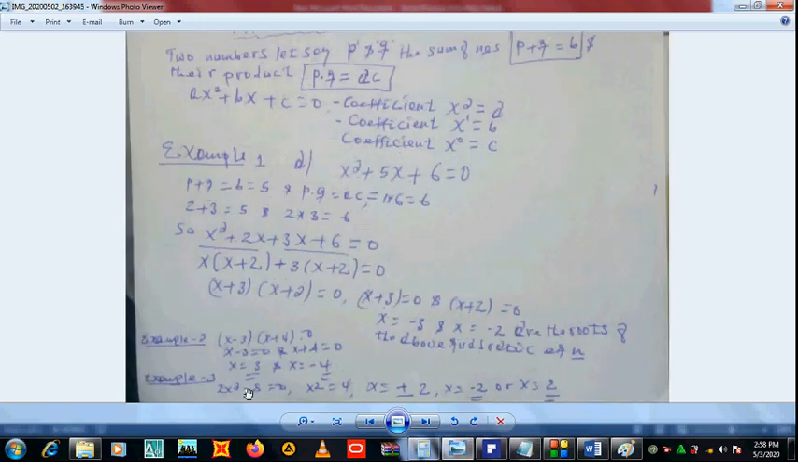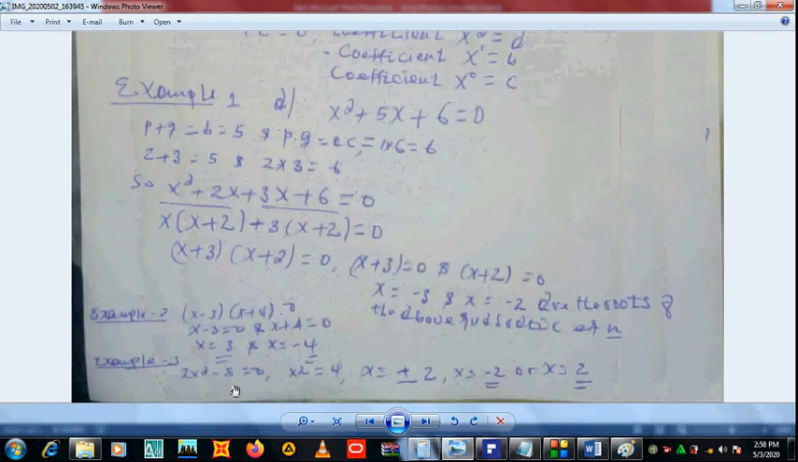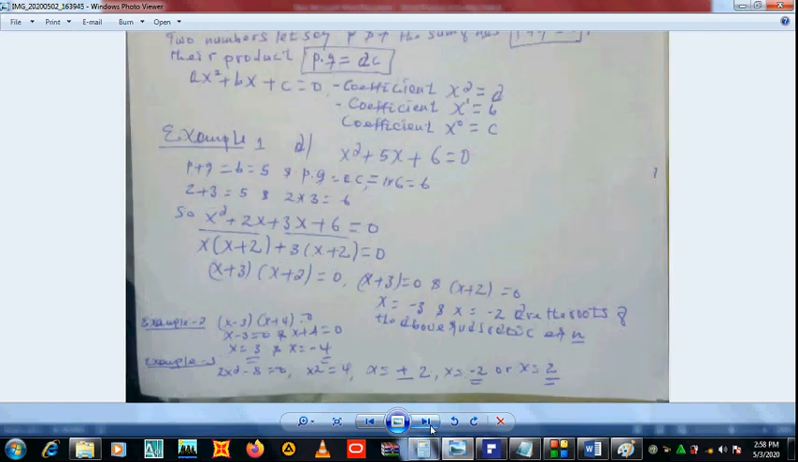Okay, let's proceed. 2x square minus 8 is equal to 0. This means we write 2x square equals 8, then simplify it by dividing over 2. Then it gives x square equals 4. When you go to the right side, x square equals 4, and then taking the square root of 4 gives plus or minus 2. Then the solution is x equals 2 or x equals negative 2.